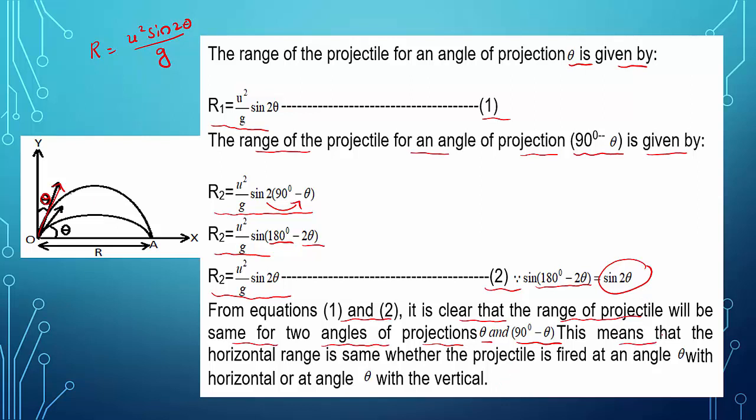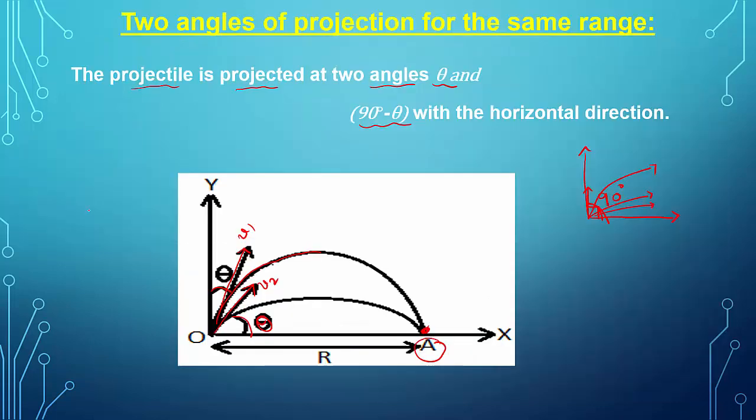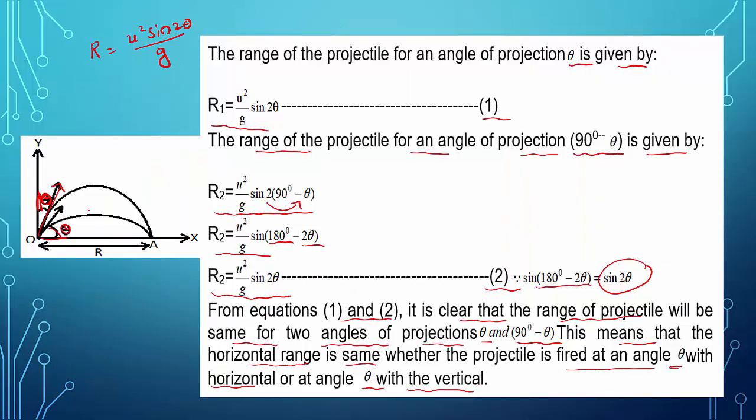This means that the horizontal range is same whether the projectile is fired at an angle theta with horizontal or at an angle theta with vertical. You can observe this diagram. The first angle theta is taken with vertical. Then the second angle theta is taken with horizontal. You can take a projectile angle with respect to horizontal or vertical, but the horizontal range is the same for both the angles. Is it clear? So this is what? Two angles of projection for the same range. Right? So we will get the same equations.